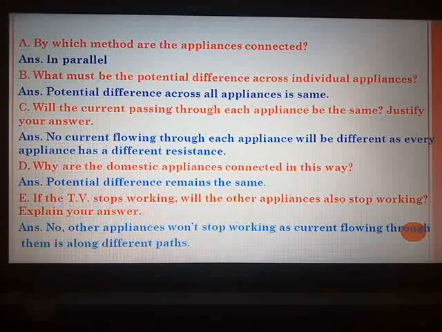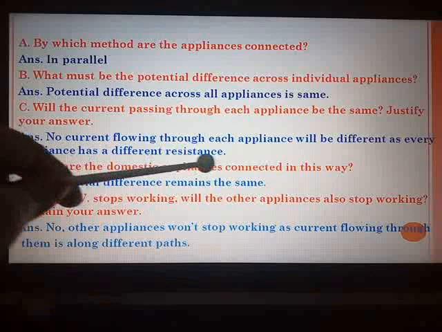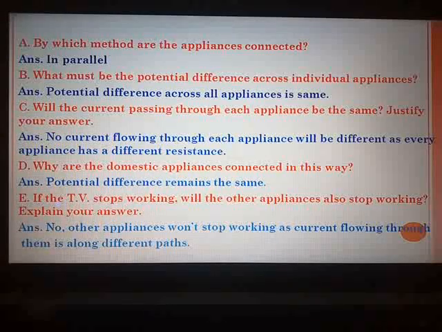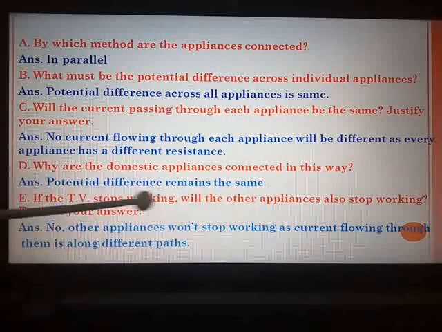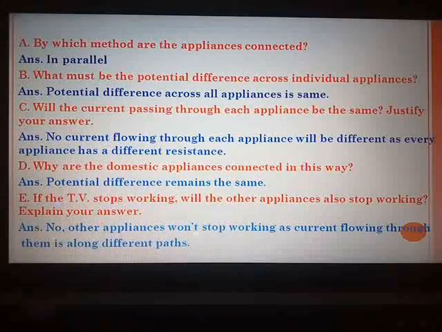Have you followed all five answers? By which method are they connected? Parallel combination. What must be the potential difference? The potential difference across all appliances is the same. Will the current passing through each appliance be the same? No. Why are domestic appliances connected in this way? Because the potential difference remains the same, and if any appliance stops working, the other appliances will continue to work because the current flowing through them is through different paths.